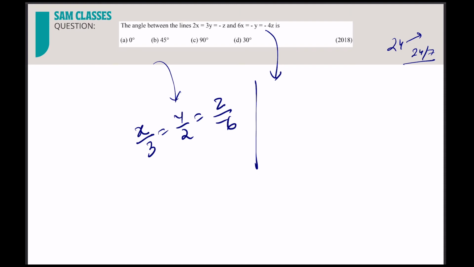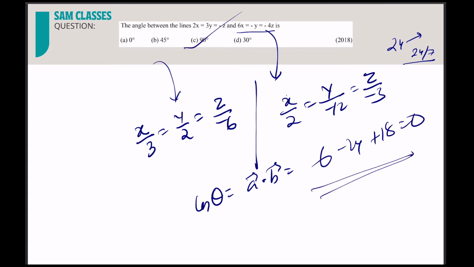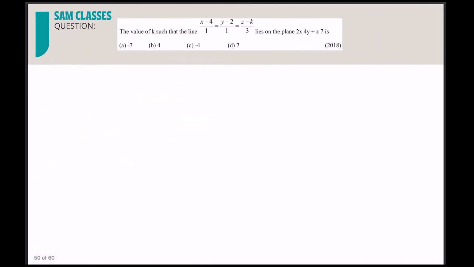What will be the LCM? 24? No, 12 we can take it. So 6. So x by 2 is equal to, now here y by minus 12. We are dividing everything by 12. Correct. Is equal to z by minus 3. So once you got it, what will be your angle? Value cos theta is equal to what? A vector dot b vector. So if you do 3 to 6 minus 24 and plus 18, see 0. It means they're 90 degree. That's it. Nothing more than that we have to do. Dot product is 0 means what? 90 degree. Clear?